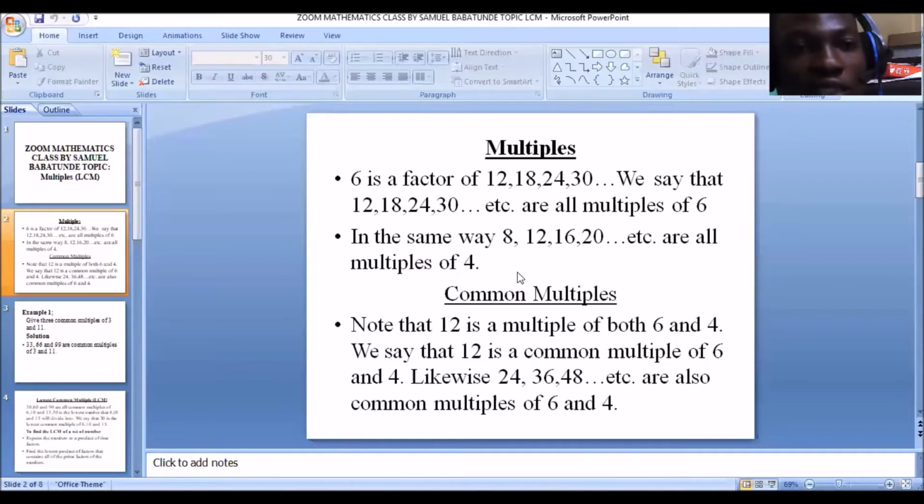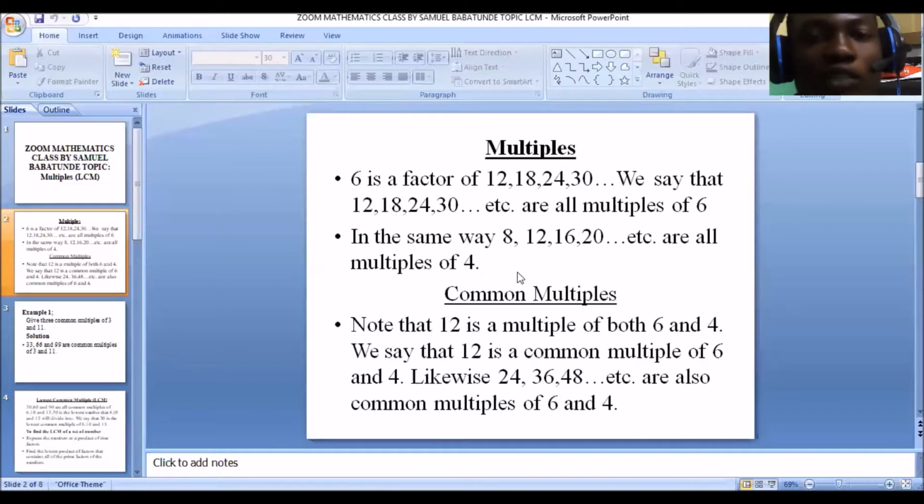Now, because 12 is a multiple of both 6 and 4, we refer to 12 as a common multiple of 6 and 4. Because it is common in the multiples of 6 and 4.